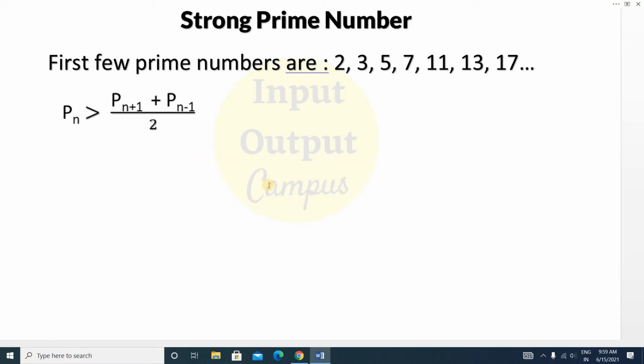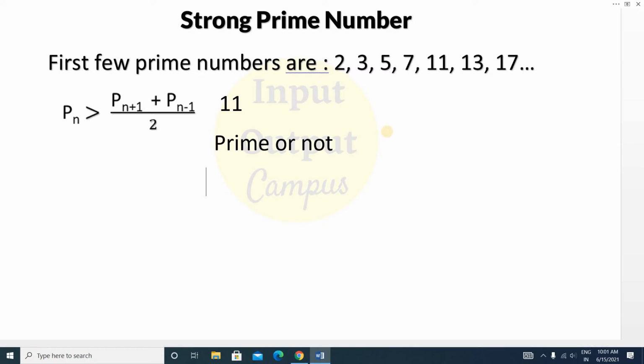Now, what will be our approach to solve this problem? To solve this problem, first you will be given a number. Suppose 11 is given to you. Then what do you have to do? First, you have to check if this is a prime number or not. Your first task is to check if this is a prime number or not. You know how to calculate if a number is prime or not, so this is very easy. We'll write a function to check if the given number is prime or not.